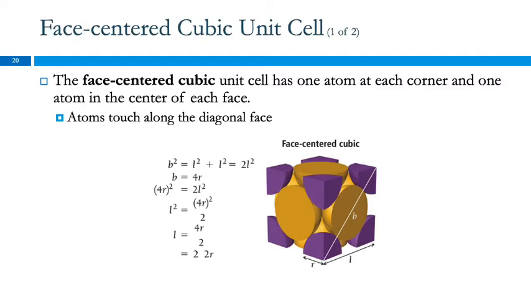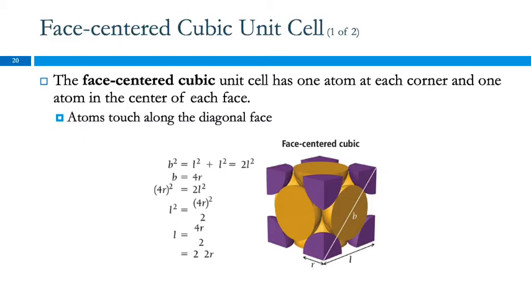The third type of cubic unit cell is the face-centered. And here, on the side of this, we have an atom centered on the face. Instead of an atom in the body in the middle, we have an atom on the face. And again, we have some calculations.